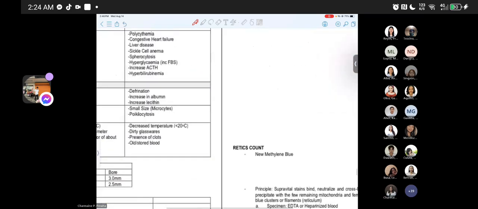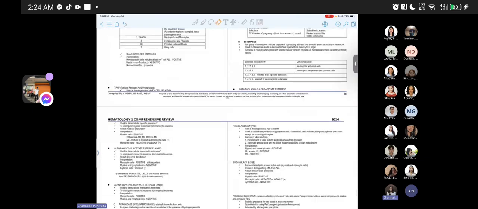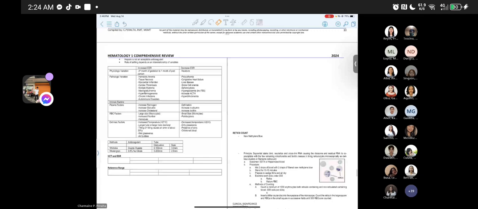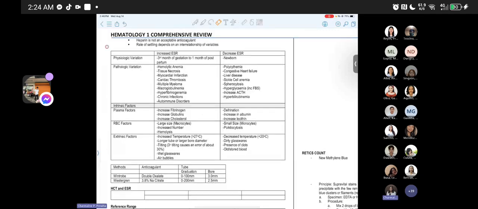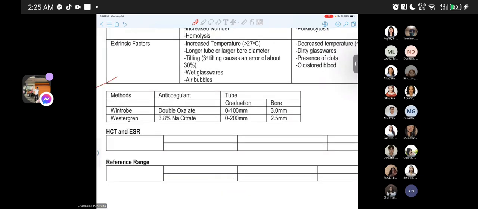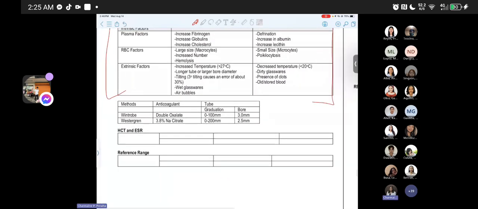Next. Last na. Malapit na tayo. Malapit na to. So ito po ha, lumalabas po to lagi. So aaralin itong table na to. Hematocrit and ESR. Sulat ko na lang ha, HCT and ESR.